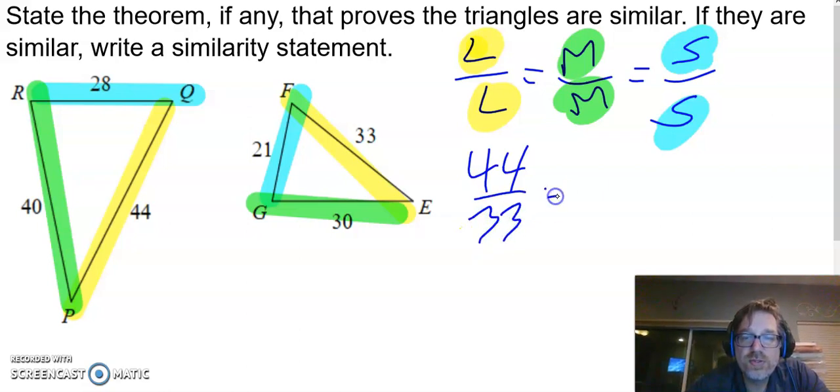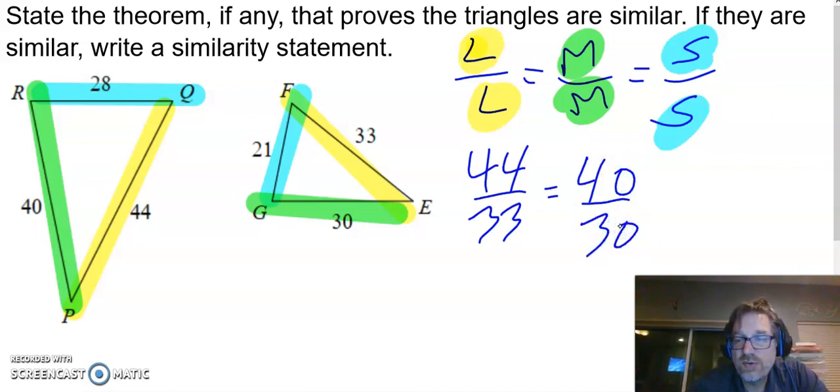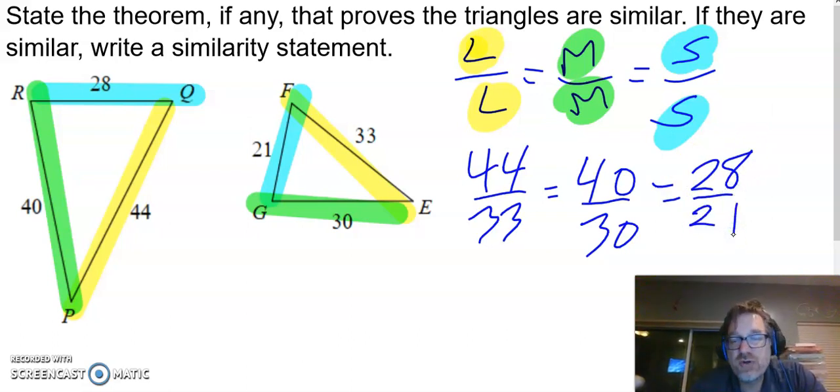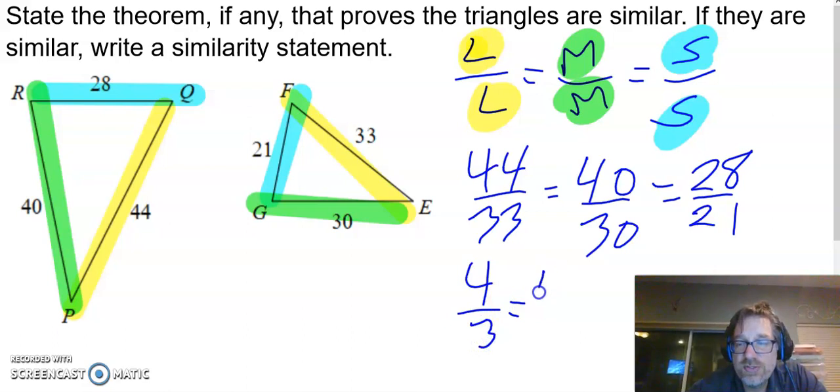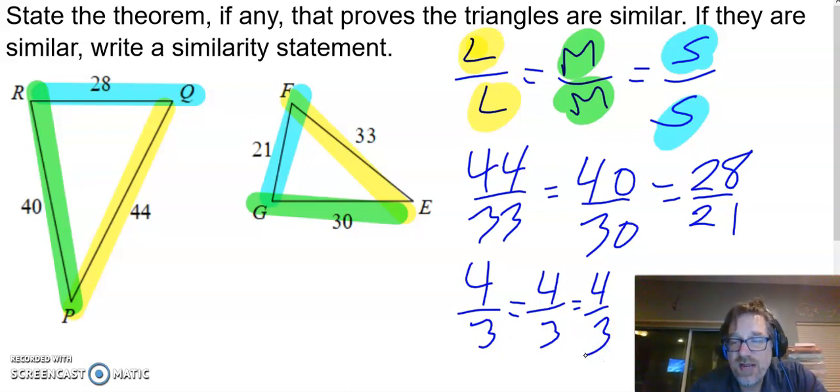44 over 33. Does that equal 40 over 30? Notice I'm going left over right every time. They got to be in the same order. And I know they're in the same order because the left triangle is bigger. So bigger numbers on top, smaller numbers on bottom. So I can divide both by 11. That gives me 4/3. 4/3. They all reduce to the same fraction. That's the similarity ratio from left to right.